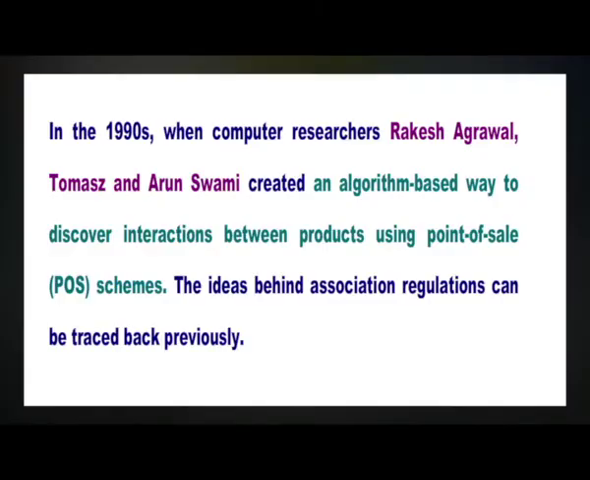It was in the year 1990 when computer researchers Rakesh Agrawal, Tomasz Imielinski and Arun Swami created an algorithm-based way to discover interactions between products using point of sale data. The ideas behind association rules can be traced back earlier. The researchers were able to find connections between distinct items by applying the algorithms to supermarkets.